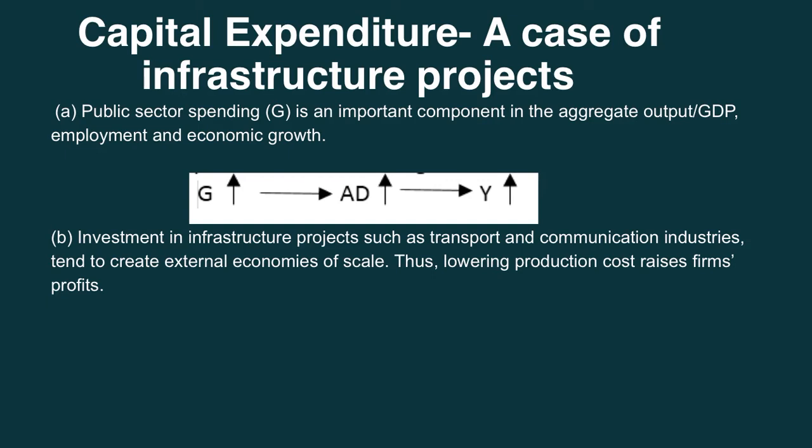More AD, more output. More output, more growth. The higher the AD, the higher the national output. Therefore, G is one component of the AD. As G increases, AD increases. As AD increases, Y increases. Y means the national output, the country's income. AD is the aggregate demand, and G is the government expenditure.